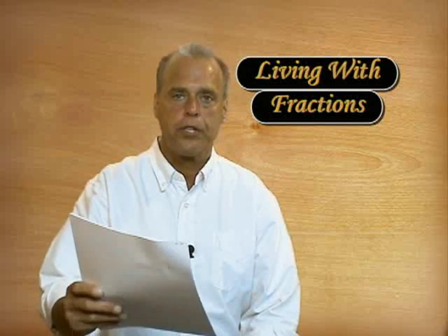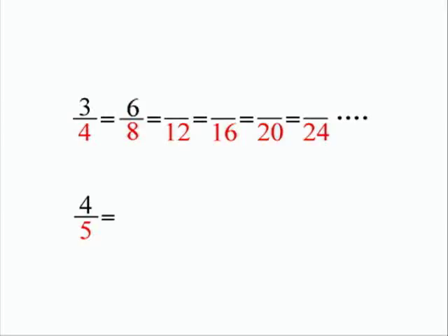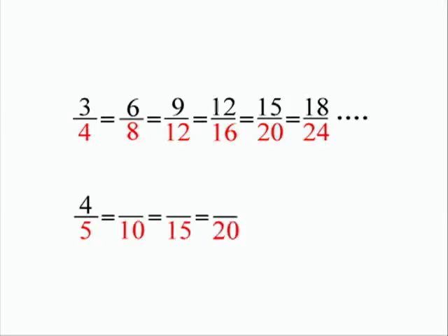Yep, I remember. Me too, Mr. Cox. You know that we can raise 3/4 to 8ths, 12ths, 16ths, 20ths, 24ths, and so on. The corresponding tops of these would be 6, 9, 12, 15, 18. And we can raise the fraction 4/5 to 10ths, 15ths, 20ths, 25ths, and so on. And the corresponding tops to these would be 8, 12, 16, and 20.